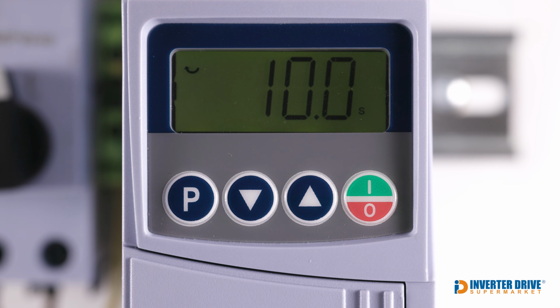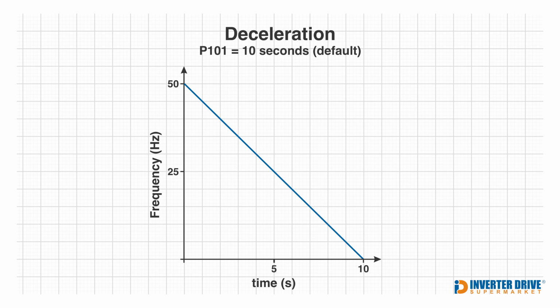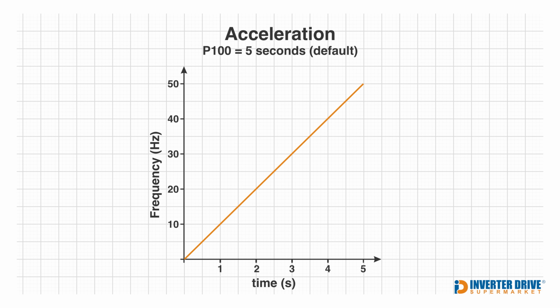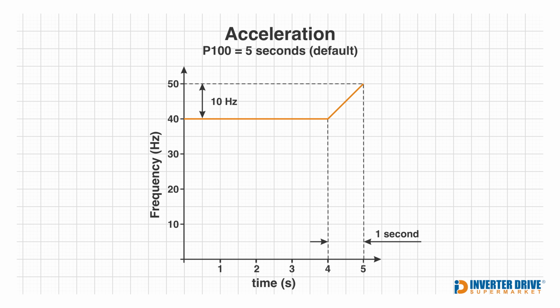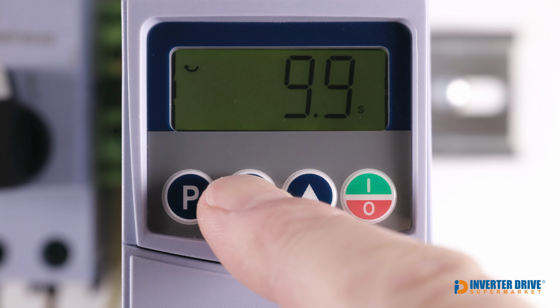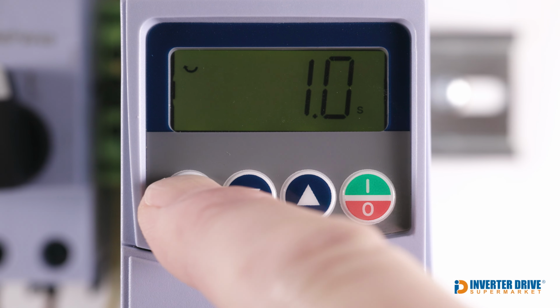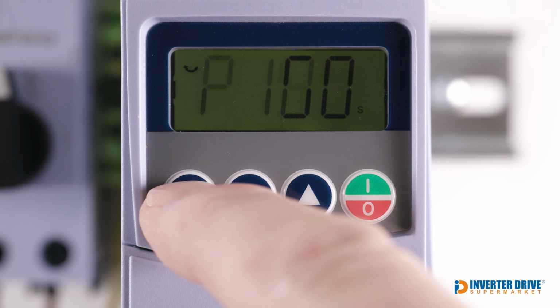P101 is the deceleration time in seconds. The default is 10 and this represents the time to decrease the speed from the maximum frequency to 0. In both cases they're proportional, so when the deceleration time is 10 seconds it will take 5 seconds to slow from full speed to half speed. And if the acceleration time is 5 seconds, it'll take a second to accelerate from 40 Hz to 50 Hz. So let's change both to 1 second and see how we can make the motor more responsive.